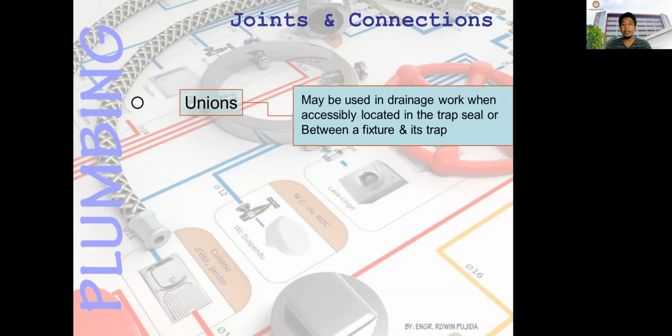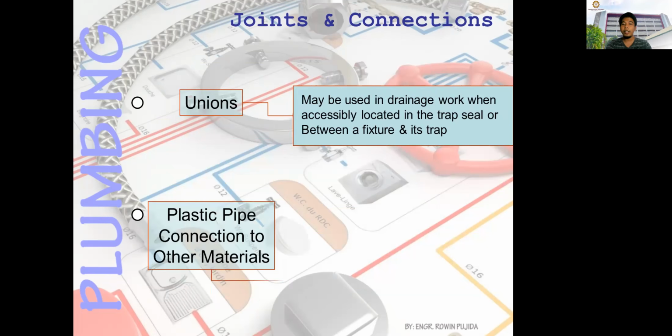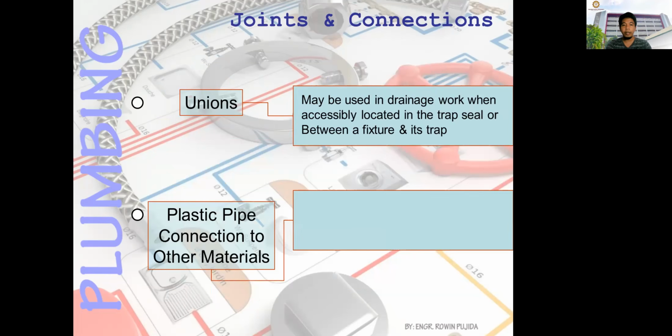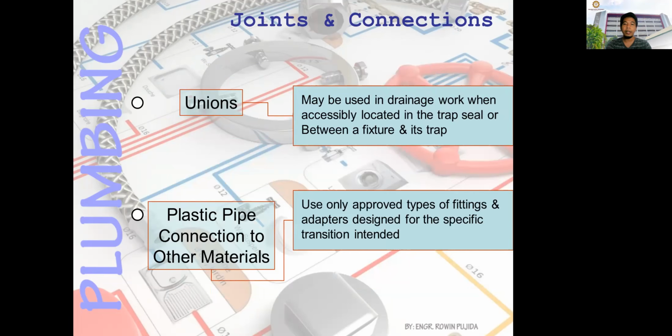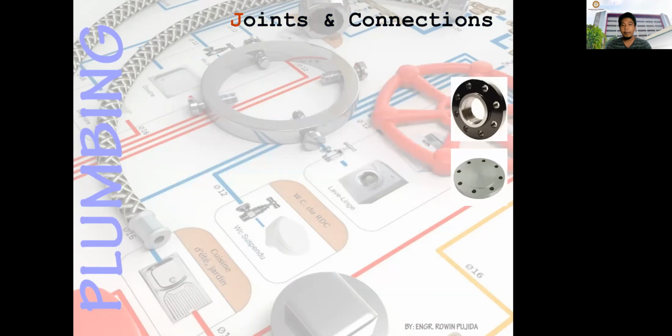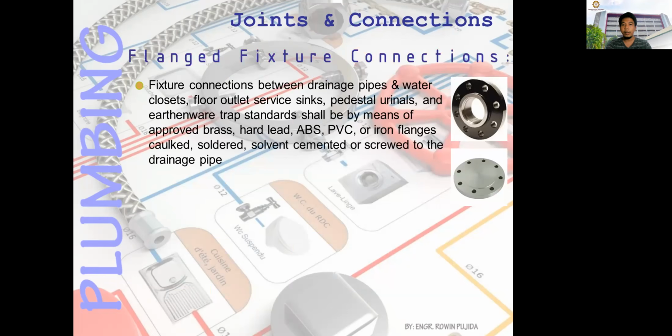Then you have the unions, may be used in drainage work when accessibly located in trap seal or between a fixture and its trap. And then you have the plastic connection to other materials. And this is the flange connection, this one.